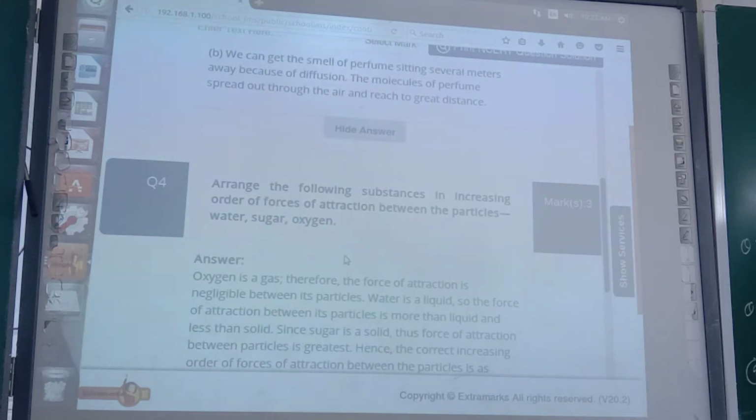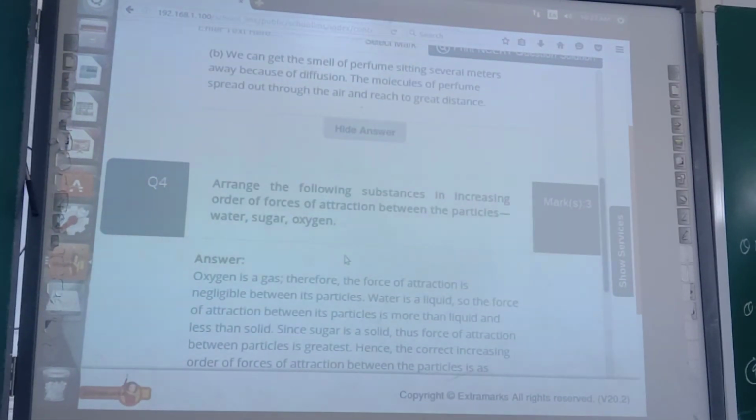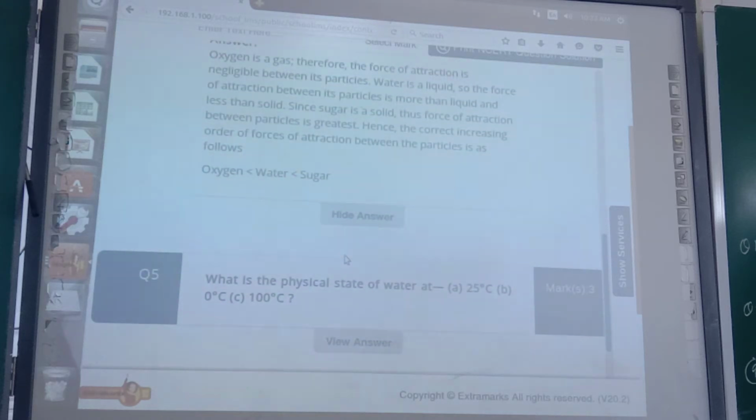So oxygen is a gas. Therefore the force of attraction is negligible between its particles. Water is a liquid, so the force of attraction between its particles is more than gas and less than solid. Since sugar is a solid, the force of attraction between its particles is greatest. Hence the correct increasing order of force of attraction between the particles is as I have already explained. So the force of attraction is strongest in solid and weakest in oxygen.